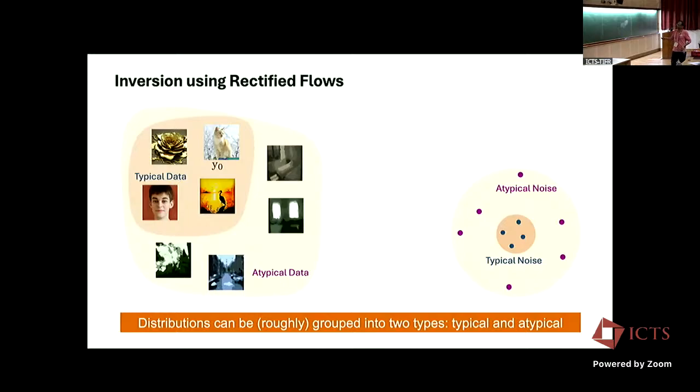Similarly, in images, there are images that are typical, and there are things which are not quite images. They are atypical. Let's group it in this way. Let's think of pixel space. How it works in latent space will vary, but that's a detail that is orthogonal to what I'm talking about. So conceptually, we can just think about pixel space.